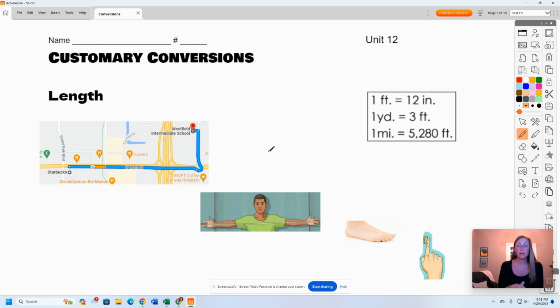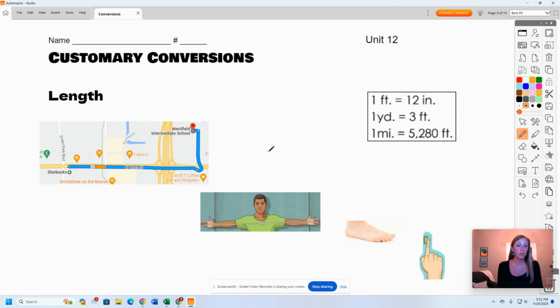So with customary, it's not as easy as just times 10 or divided by 10 or 100. It's not a power of 10. So we have to have these specific conversions for customary. This is why they're not as widely used as metric, because of the memorization of them.